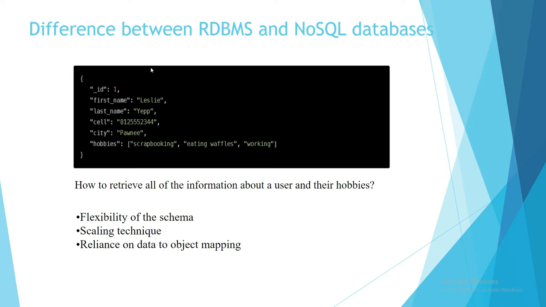In RDBMS, we are going to store in the form of tables. In NoSQL, we are going to store in the form of documents, or key value pairs, or column wise, or graph wise. Okay, fine. And some more differences are there. I explained already. If you take RDBMS, the schema will be a fixed schema, whereas in NoSQL it will be a flexible schema. And coming to scaling, RDBMS is a kind of vertical scaling, whereas in NoSQL it is a kind of horizontal scaling. And coming to reliance on data to object mapping, see, this is important.